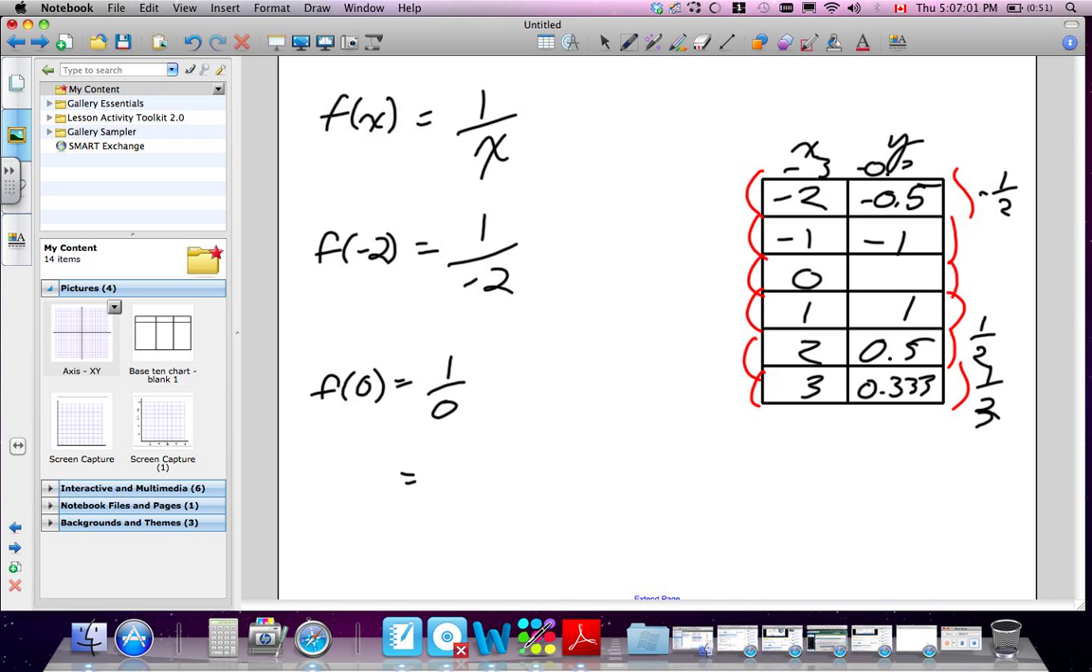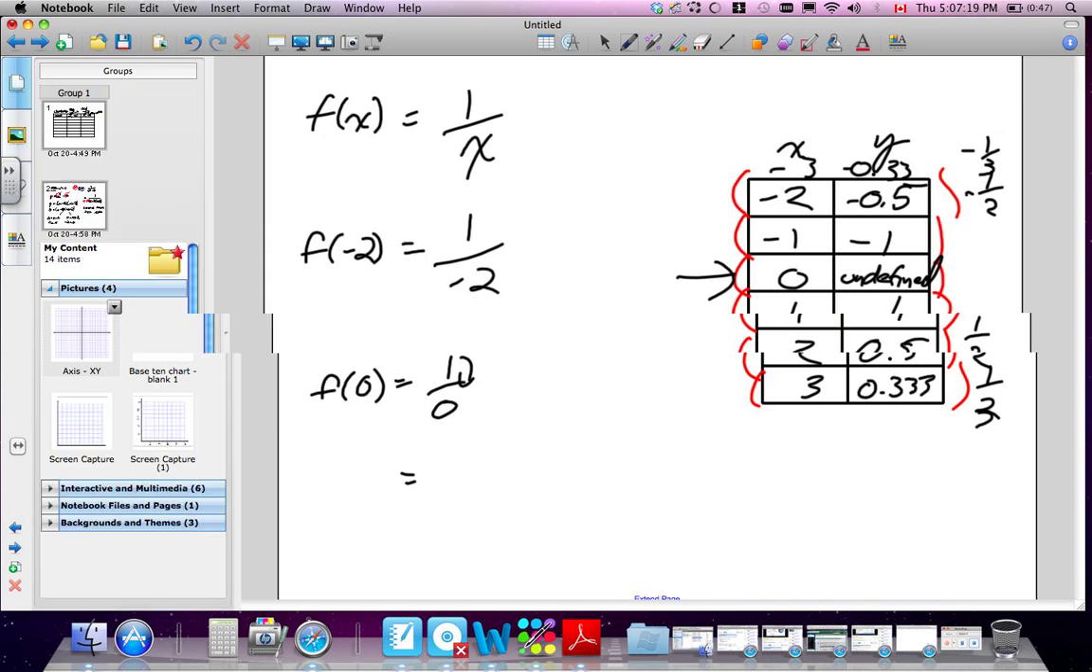Okay. So here are our coordinates. This is considered undefined because we can never divide by 0. If you put it into your calculator, you can get math error. Okay. So that means this is what our asymptote is going to be at. So let's try to make sense of this equation.